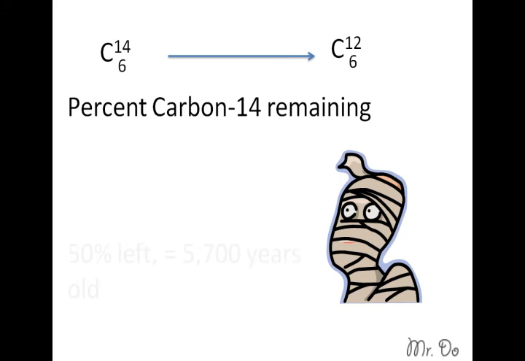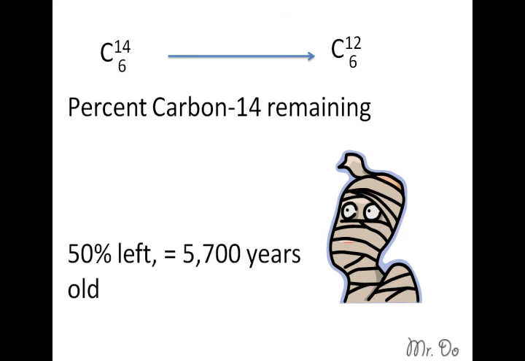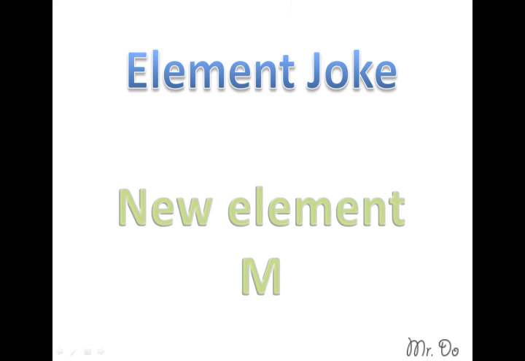For example, this mummy right here, if there was 50% carbon-14 left, doing the math and such, this mummy is 5,700 years old. And that's radioactive dating. So isotopes have many uses. These are just a few examples.